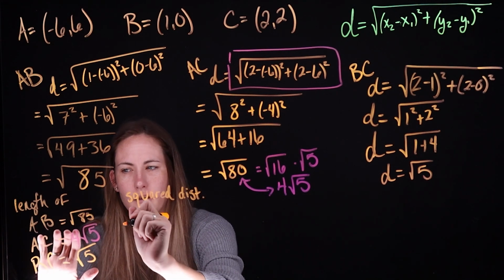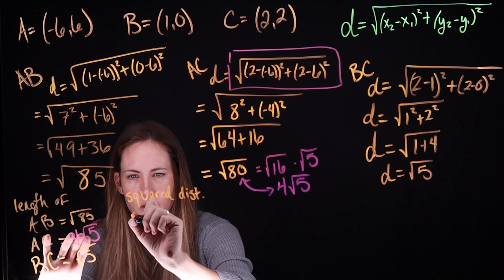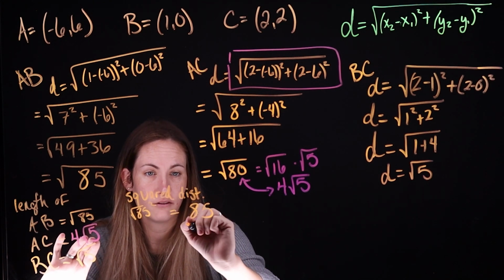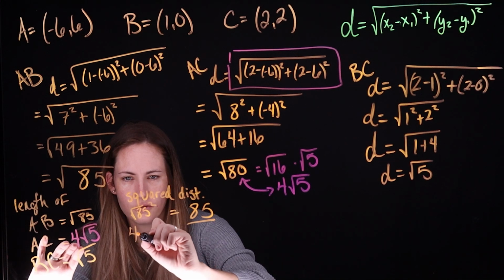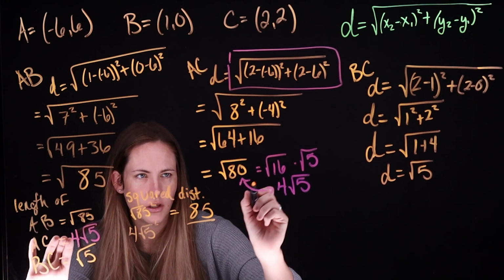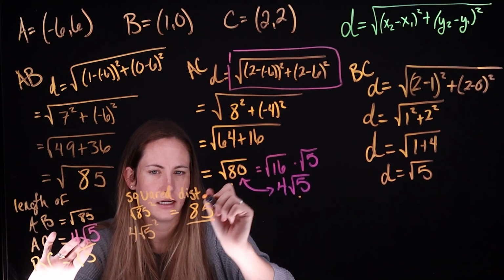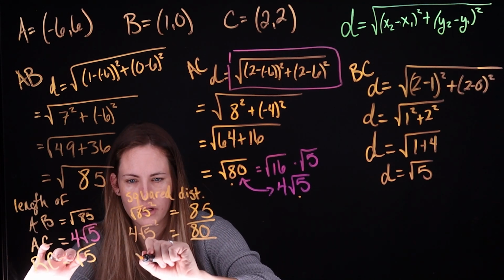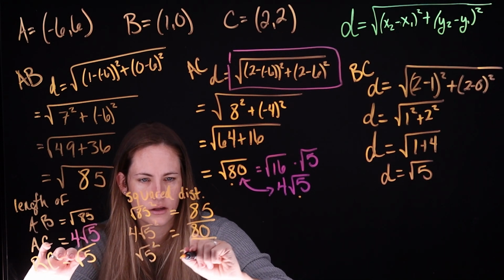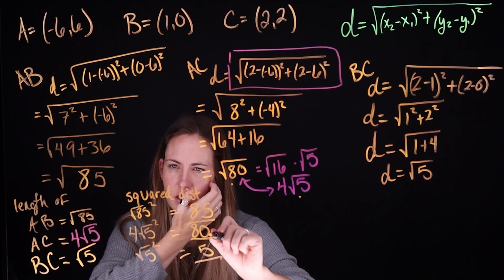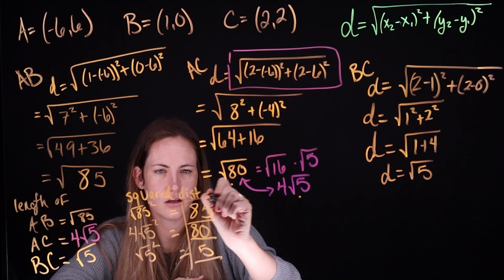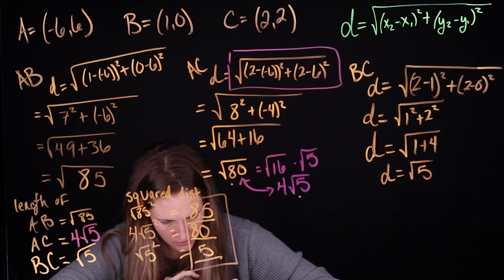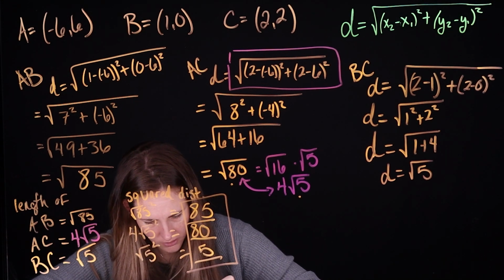The square distance of AB would be the square root of 85 squared. What they want in that box is 85. This one, it'd be 4 square root of 5 squared, but we know that 4 square root of 5 is the square root of 80, so the square root of 80 squared is 80. That's what goes in that one, and then the square root of 5 squared is 5. So this is what they want on the squared distance. Okay, so 85, 80, 5.